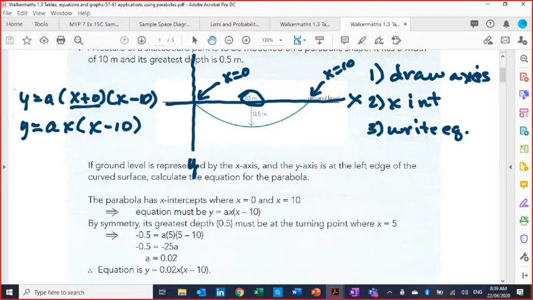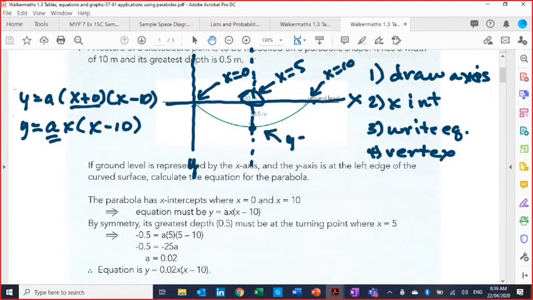Okay, all right. Now, we need to find out what a is, if we can, and that's pretty easy because we can find the vertex of this one very easily. Remember that the vertex is the point that's exactly halfway between the x-intercepts. So in this case, halfway between 0 and 10 is 5, right? So at that point, x equals 5. And it tells you how deep it is.